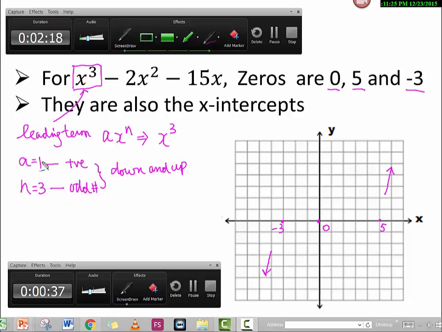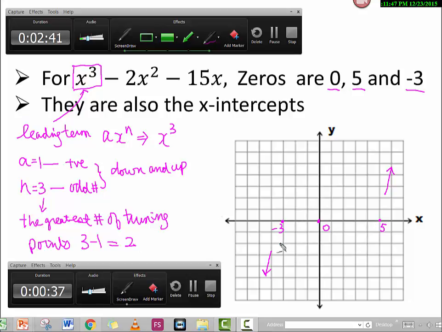The next piece of information that you can get from the leading term is the n power. Because the n power is equal to 3, the greatest number of turning points is going to be equal to 3 minus 1, which is equal to 2. So we have 2 turning points in between this. But we have to pass through all these zeros. So the graph is going to be like this, pass through. I'm sorry, it's not that smooth, but you got the idea.